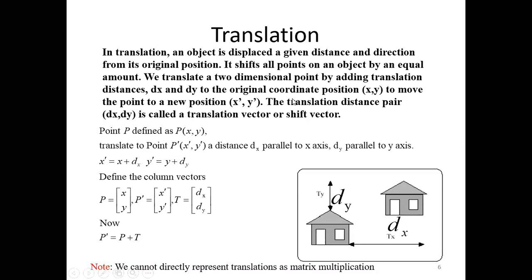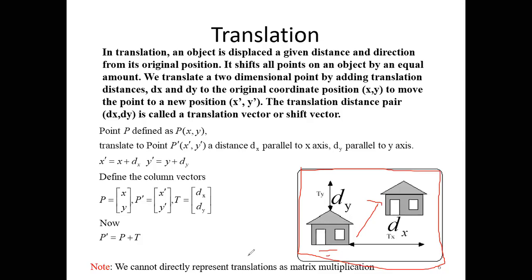In the last class, I talked about translation in detail, but I will give you a brief idea one more time. What is translation? In translation, an object is displaced a given distance and direction from its original point. So basically, if this is the computer screen you have, you see the border, and you want to move our object, that is this house, from this point to this point. For that, we need translation.